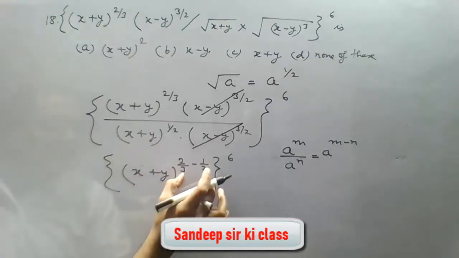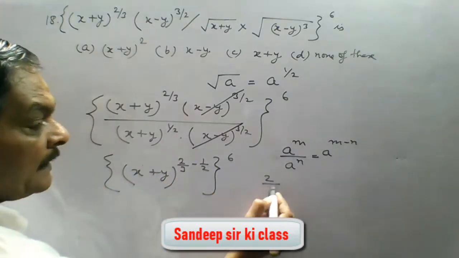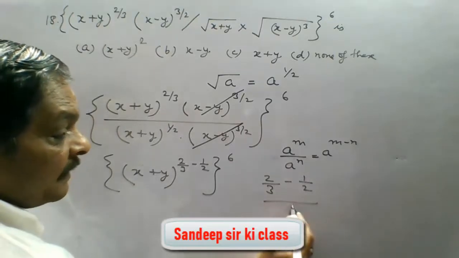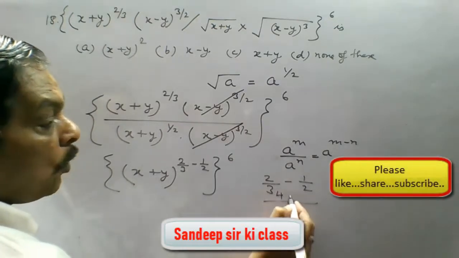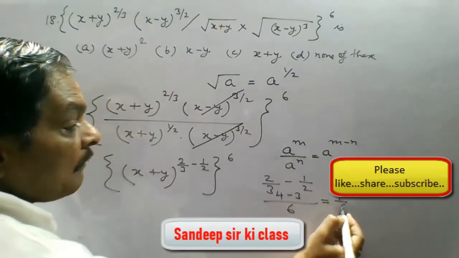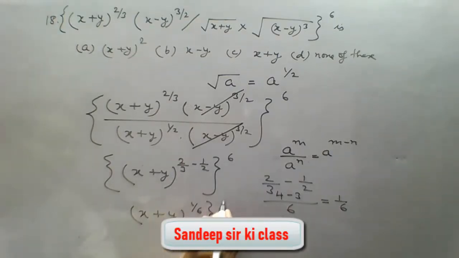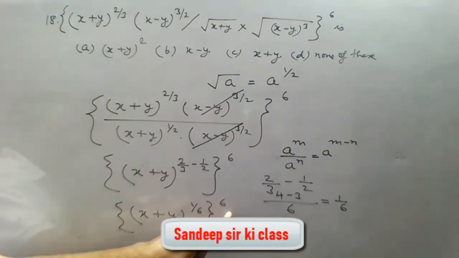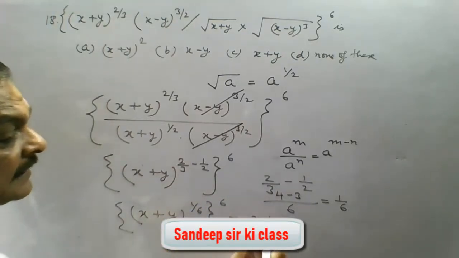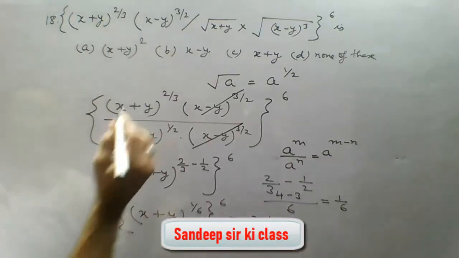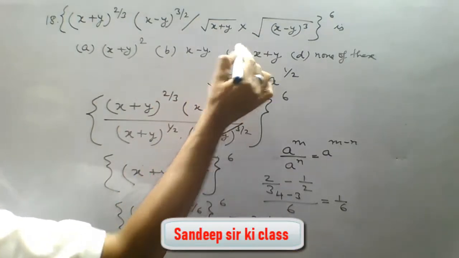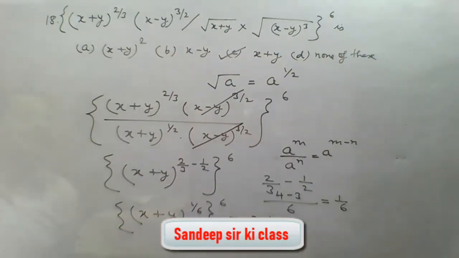Now simplify 2 by 3 minus 1 upon 2. LCM will be 6. Here we get 4 minus 3, so power will be 1 upon 6. So we have x plus y to the power 1 upon 6 and whole has power 6. Now 1 upon 6 and this 6 will be multiplied, so power will be 1 and hence we get the value as x plus y. So here the final value is x plus y. Our option C is correct.